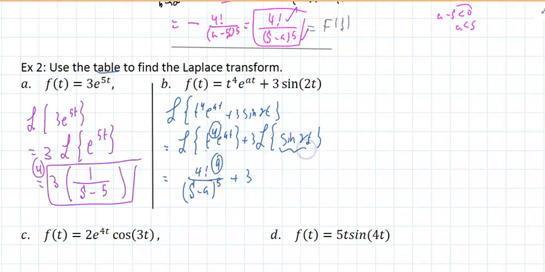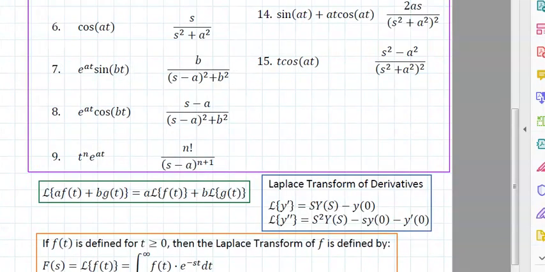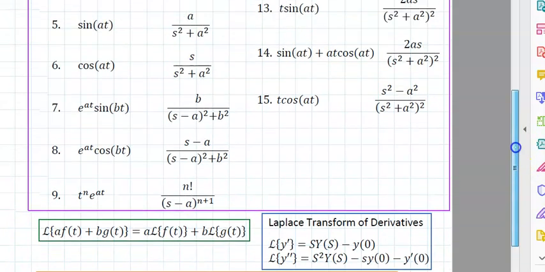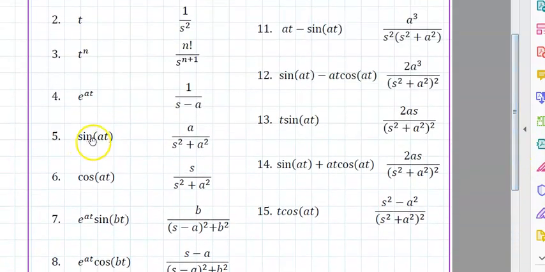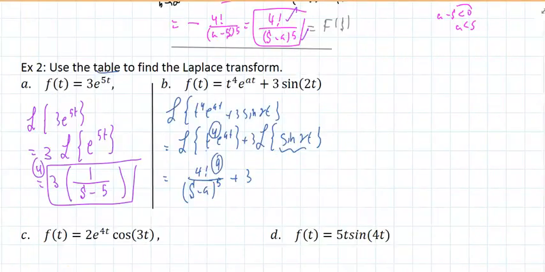And how about a sine? Do you see a sine in there? Sine, right there, number 5. Sine of at is a, the number in front of t, a divided by s squared plus a squared. So a is taking the place of 2. It is a, which is 2, over s squared plus a squared. But a is 2. 2 squared is 4.